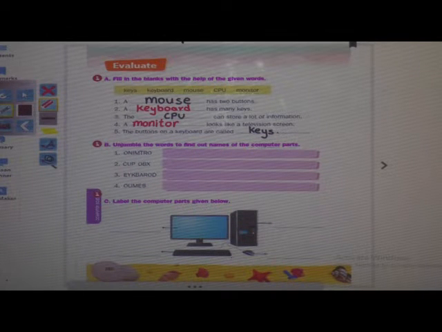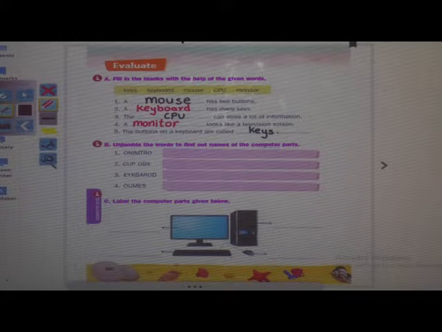First one: a mouse has 2 buttons. First answer is mouse. Second one, a keyboard has many keys. Second answer is keyboard. Third one, the CPU can store a lot of information. Third answer is CPU. Fourth, a monitor looks like a television screen. Fourth answer is monitor. Fifth, the buttons on the keyboards are called keys. Fifth is keys.